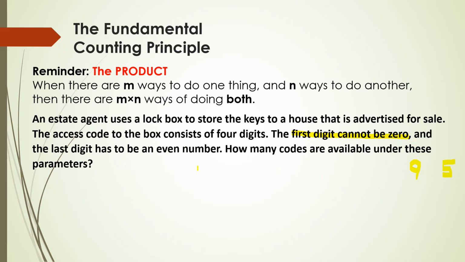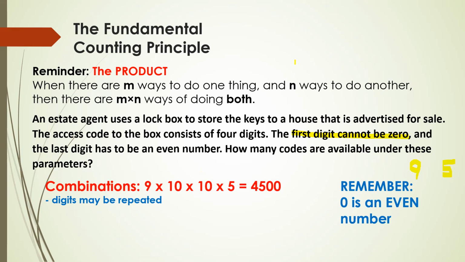Now folks, remember, there's the issue again of repeat and non-repeat. That's just a reminder that naught's an even number. If I do allow repeat, there's 9 combinations for the first because it doesn't include naught. Then the naught is thrown back into the pool. 10 for the second, 10 for the third, and 5 for the last. That product. So here digits may be repeated.